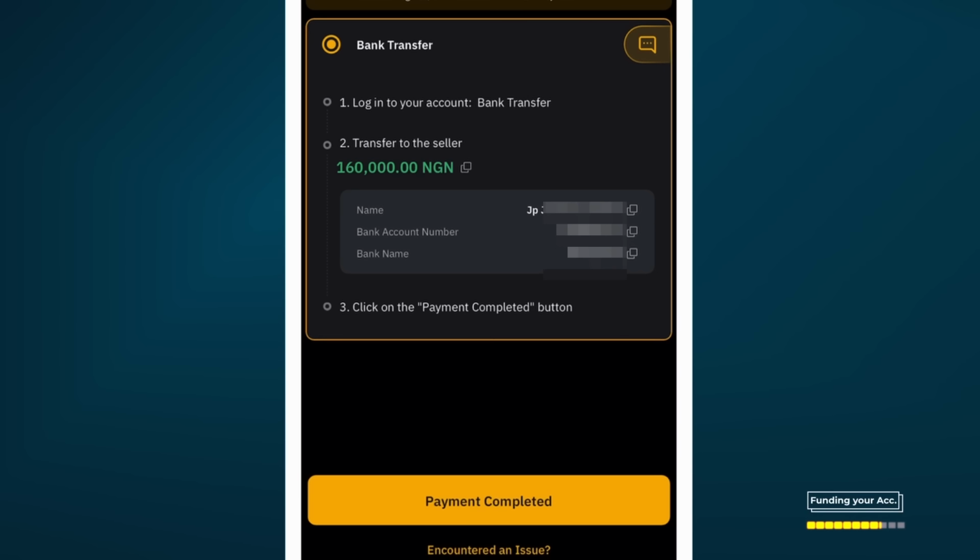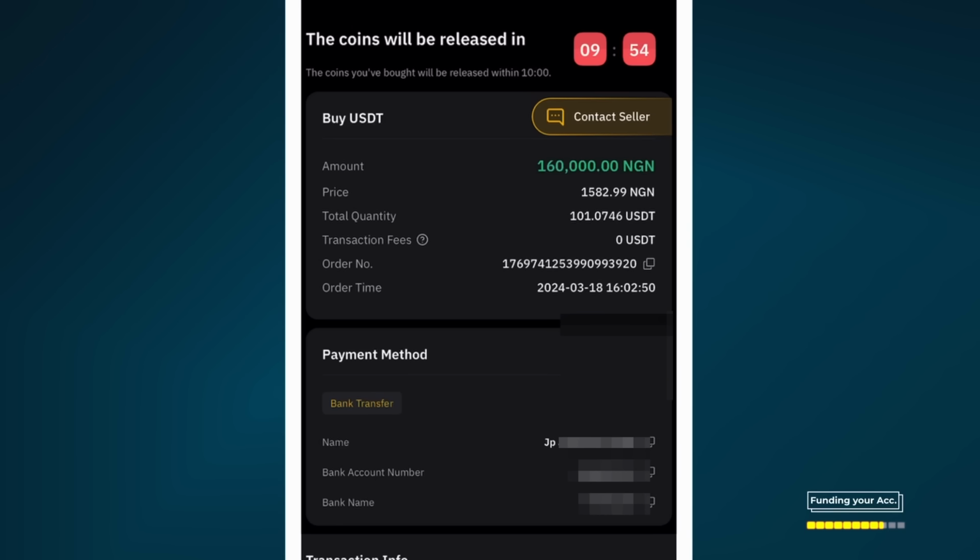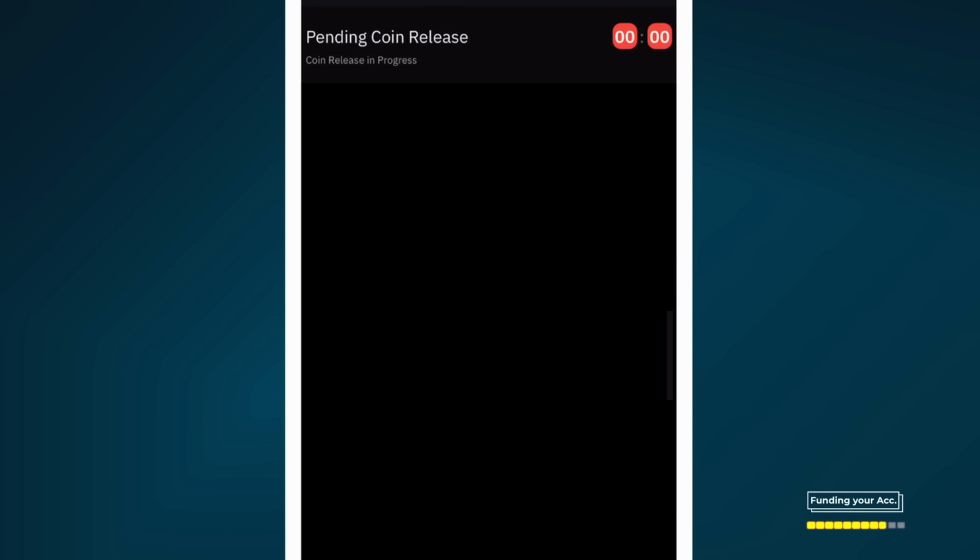So I have made the payments. The next thing I do is to click on payments completed. So I confirm that and click on confirm. What I do next is just to wait for the seller to release this 101 USDT to me. If I click on contact seller, you can actually have a conversation with the seller.